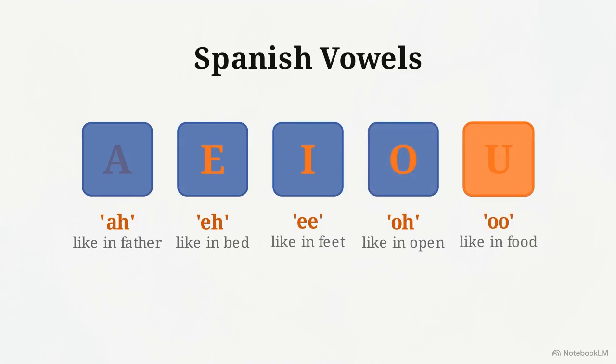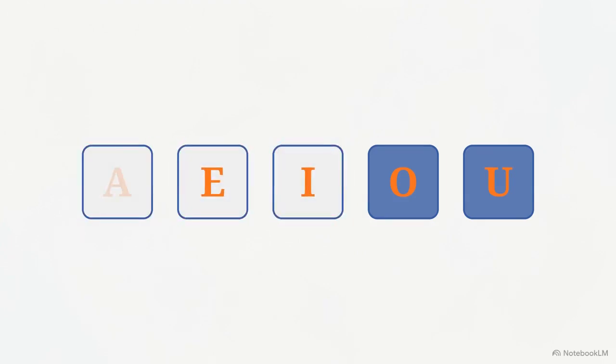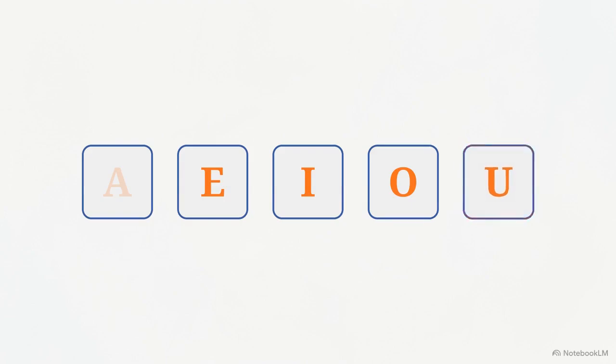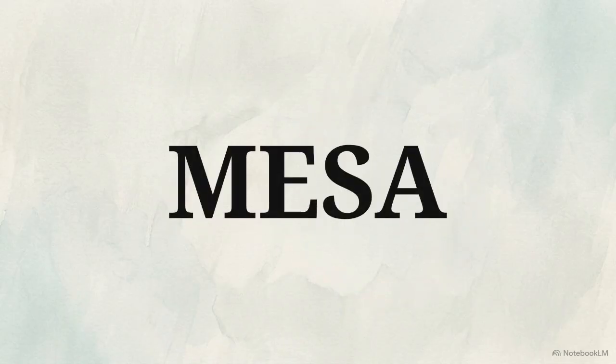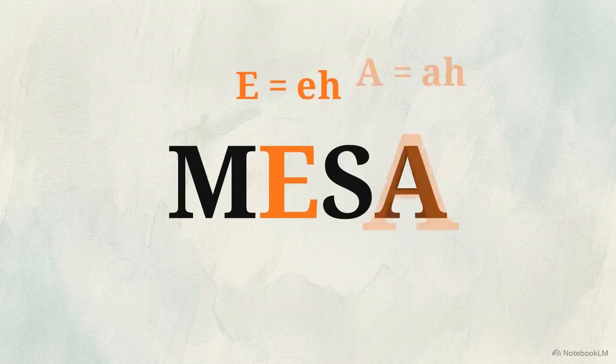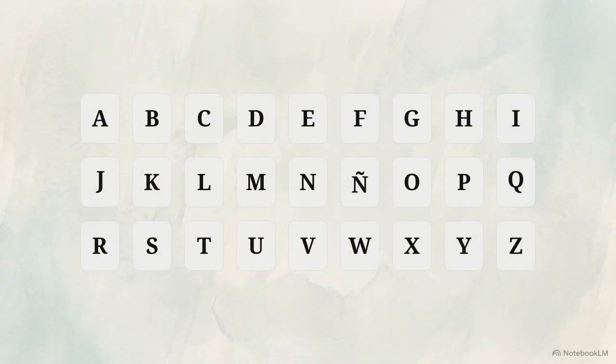Let's isolate those sounds. Listen closely as each vowel highlights. A, e, i, o, u. The letter A will never sound like apple, and the letter E will never fall silent at the end of a word. Training your mouth to stick to these 5 exact sounds is the most effective way to build a convincing Spanish accent. With the vowels established, we can look at the full alphabet.